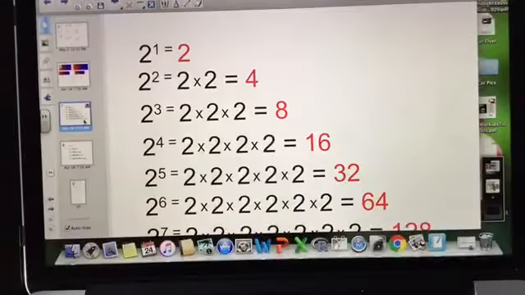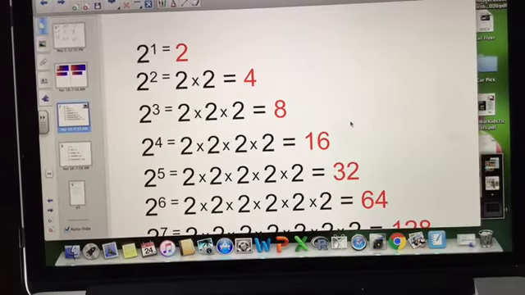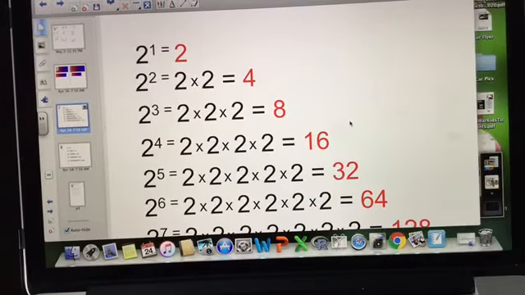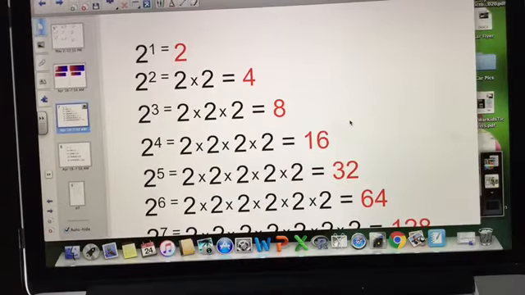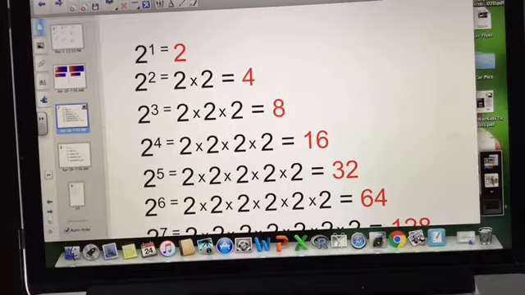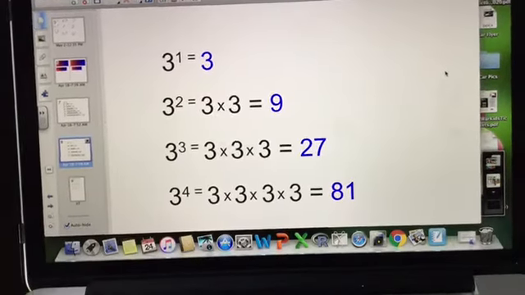In our exponents unit, we will have use of a calculator, but it may be helpful to know our powers of 2, 2 to the first through 2 to the 7th or 8th is a pretty good one to know, as well as our powers of 3. Just convenient and easy for quick recall.